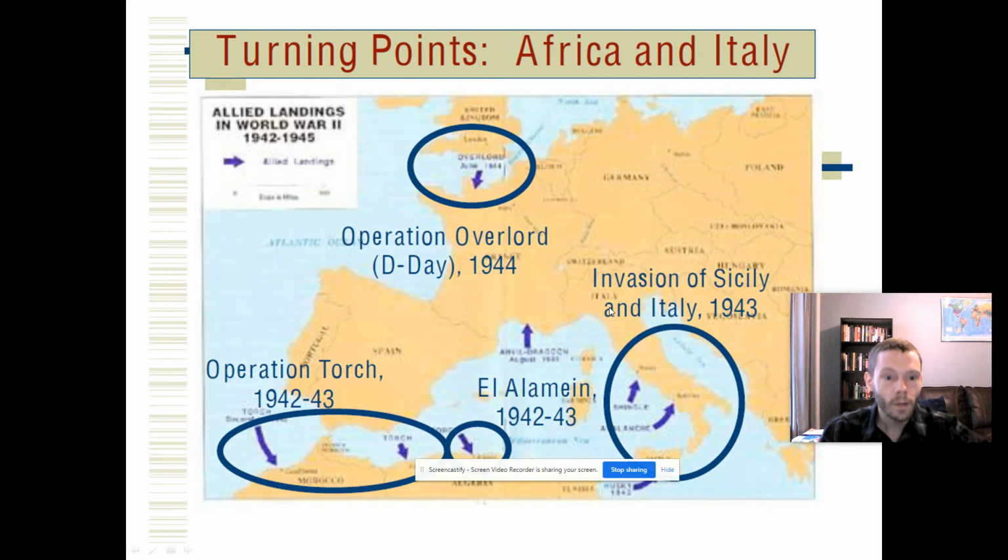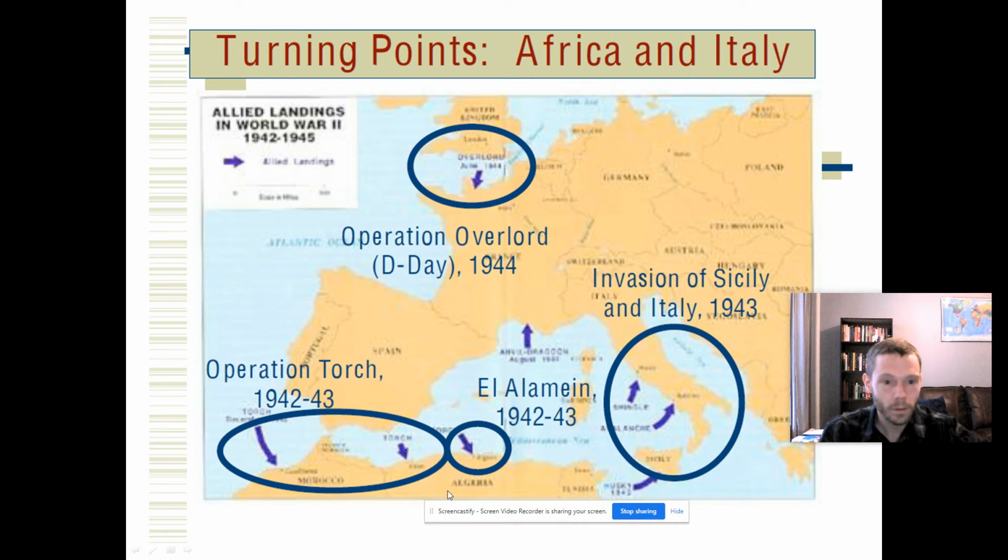Okay. So here are some major turning points in terms of things that were happening. Mentioned Operation Overlord, D-Day, the invasion of Italy and Sicily in 1943, El Alamein, which is really based in Egypt, and Operation Torch when we land on the shores of Morocco.